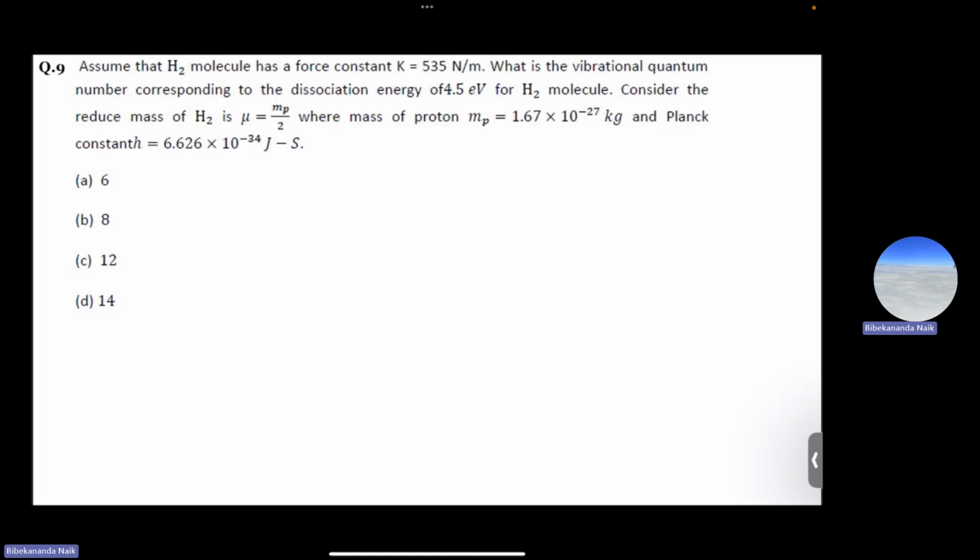Then the ninth question. Now this question is based on the vibrational spectra.